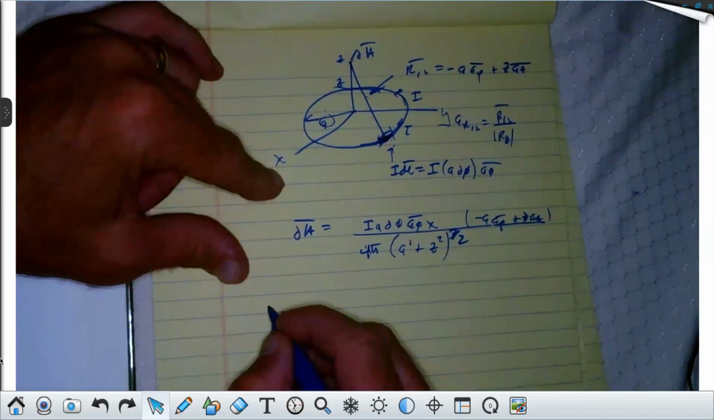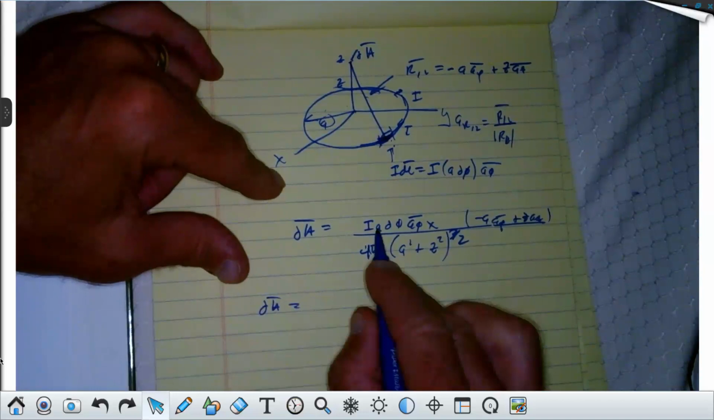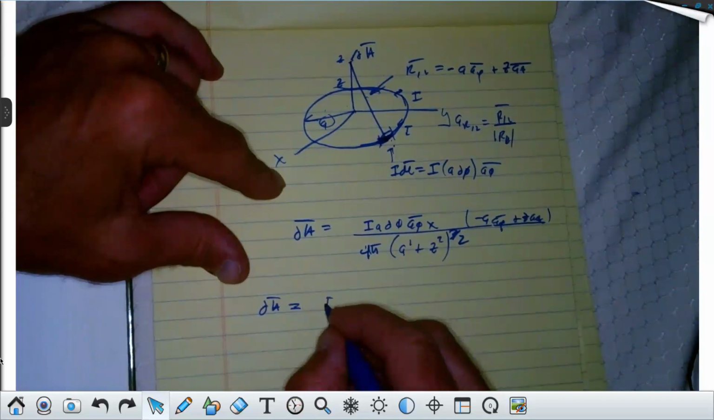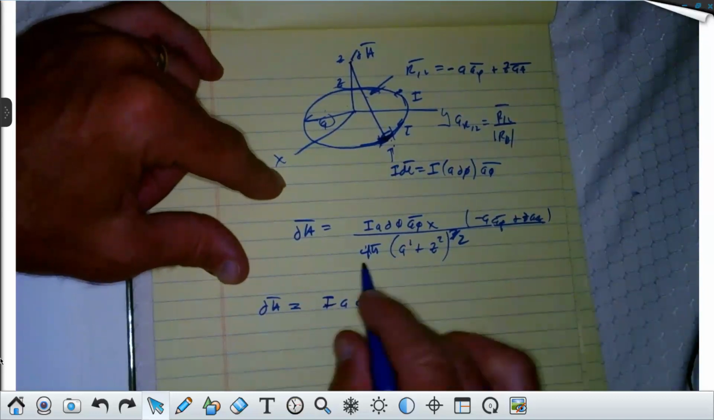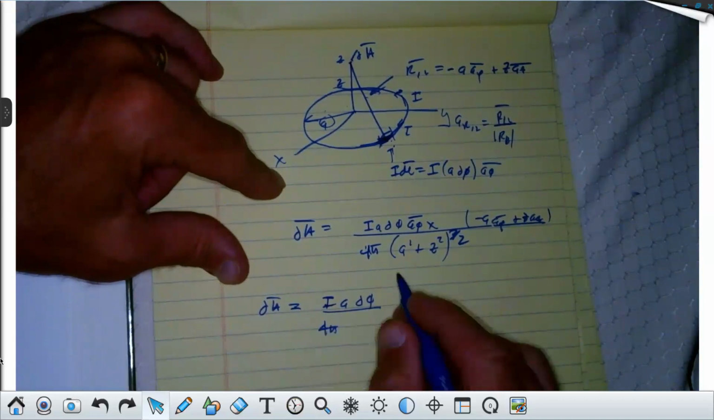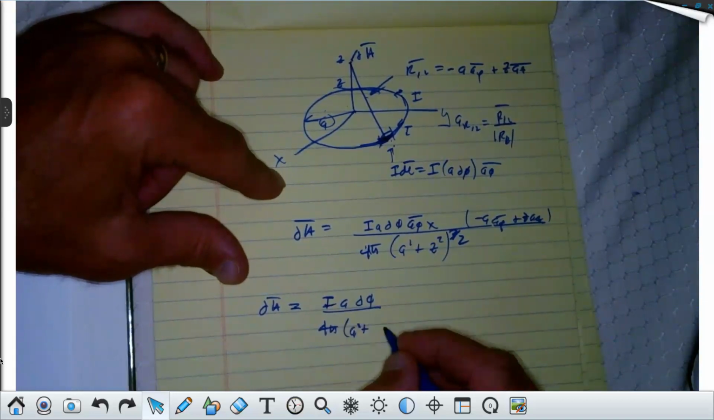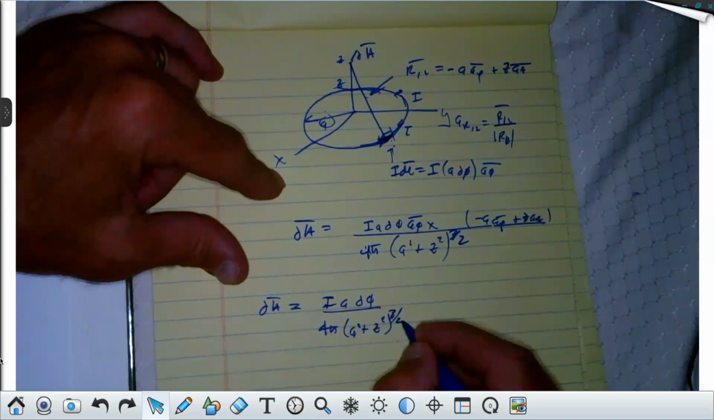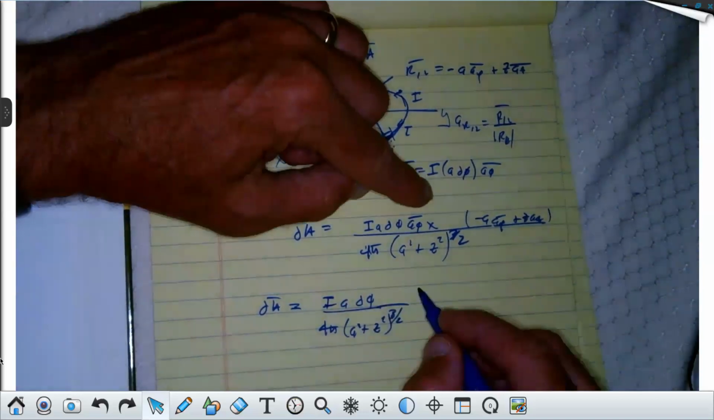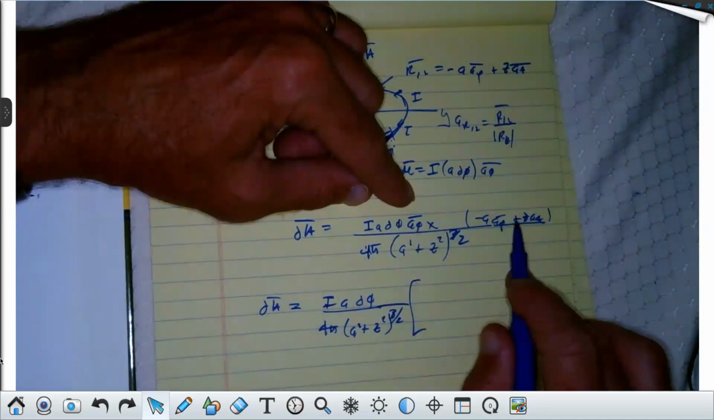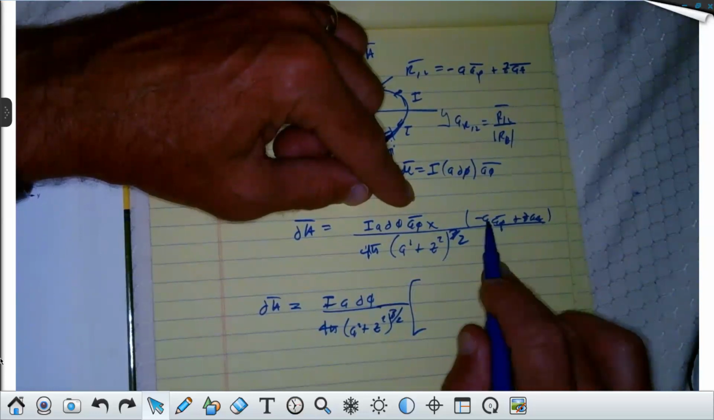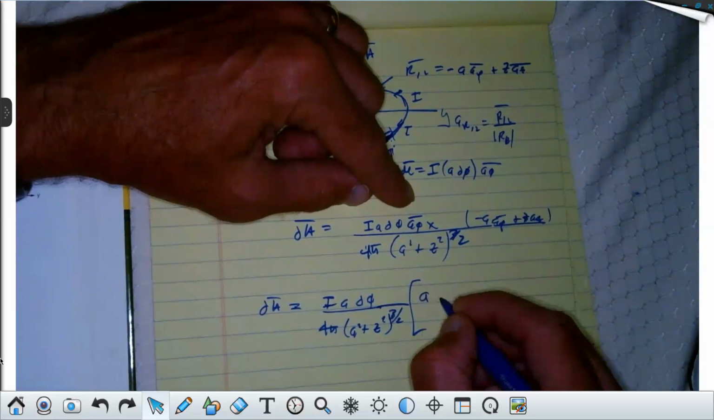I'm going to say dH, the next one. I get all the constants out in front. So I get I right here, I get A, I get d phi out in front, and I get 4 pi. This is a constant. I've got A squared plus Z squared to the 3/2 power. And now I go through and do the crossings. Well, A phi crossed into A rho is what? Phi crossed rho would be minus A Z, right? But with a minus sign in front of it is plus A Z. So it's really A, A Z.